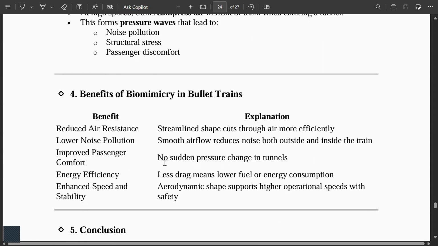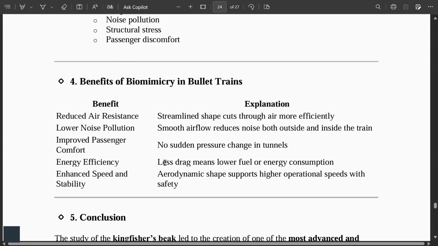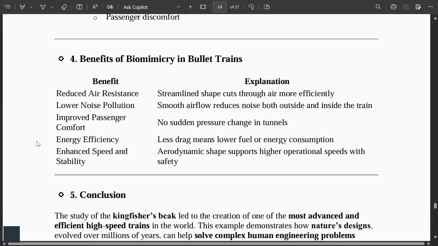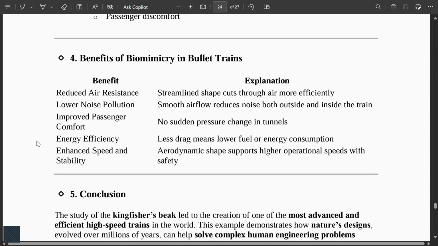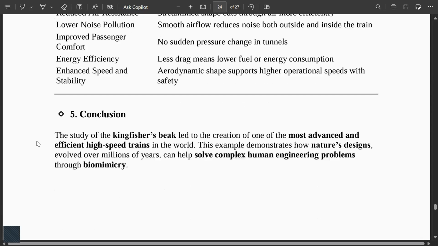Next comes benefits of this. How did it help the bullet trains? It reduced the air resistance, lowered noise pollution, improved passenger comfort, made it energy efficient, and enhanced the speed and the stability.